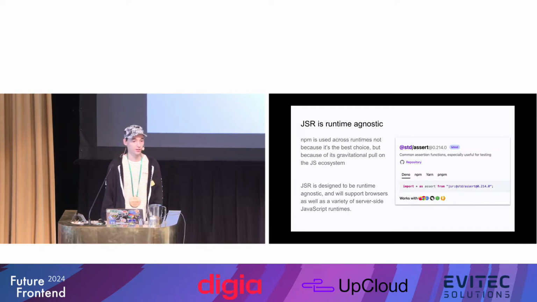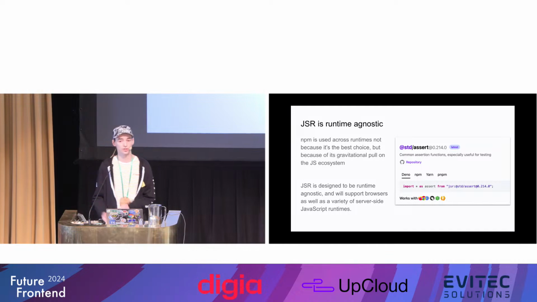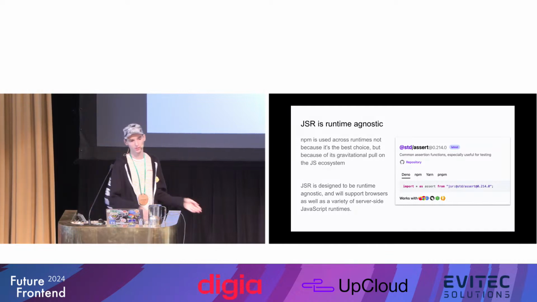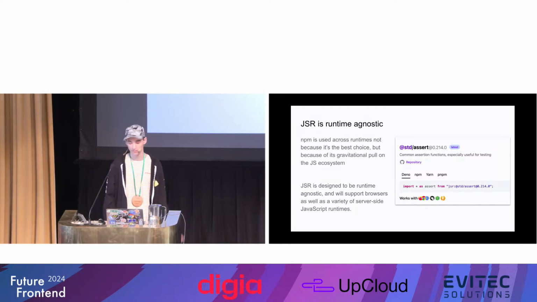And JSR also has indicators on the website that a publisher or an author can use to say, hey, this package works really well in Deno, this package works really well in browsers. So a user at a glance can just really easily figure out, hey, I can use this package in my Node project.